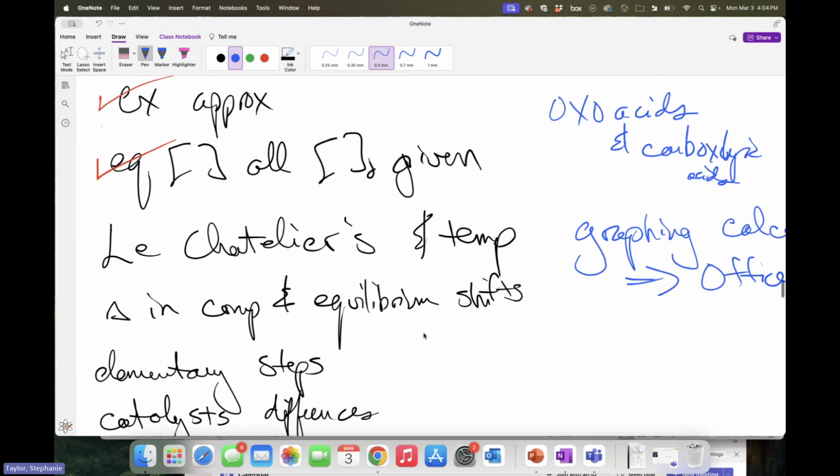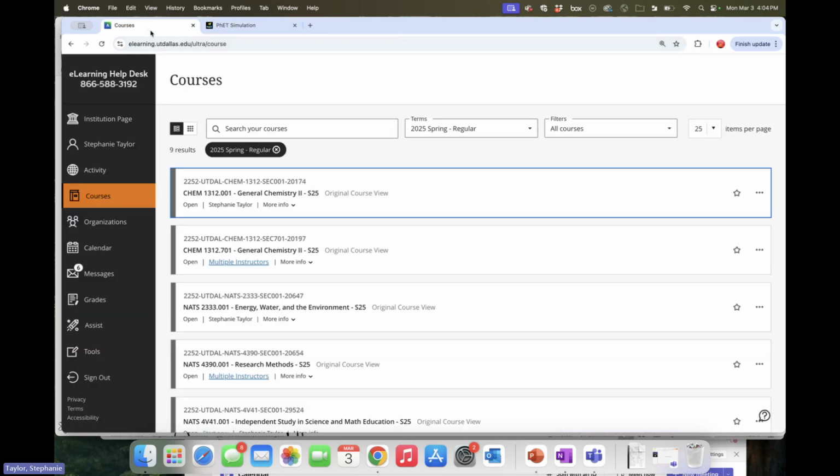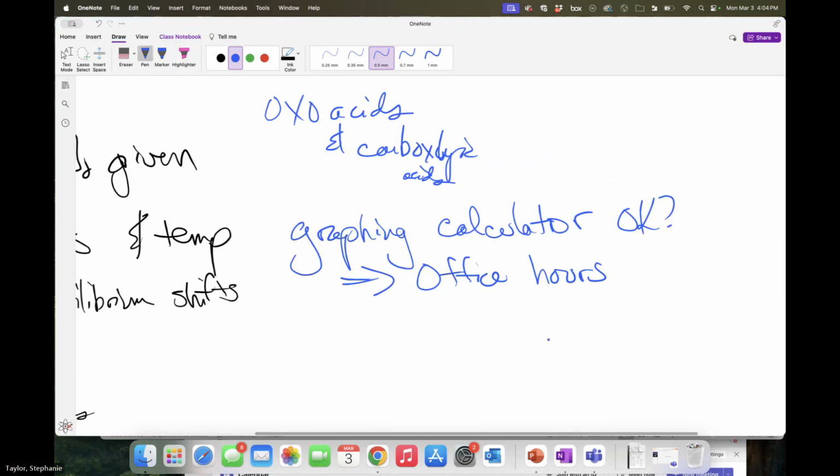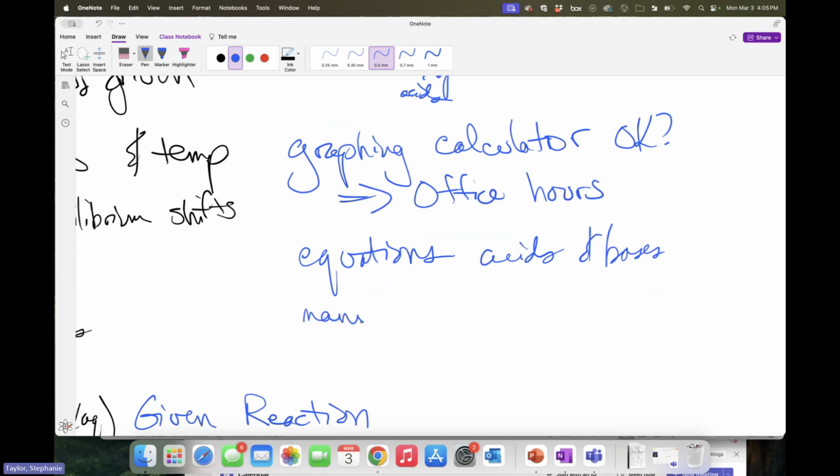So I see the oxoacids and the carboxylic acids. One of the things I'm going to remind y'all about. Sorry, there's a couple more. Okay. Can you go over the equations we are going to use and how to use them for acids and bases? And then can you go over manipulating K expressions? And that should be it. Great. Sorry for interrupting. Oh, no, you're fine.